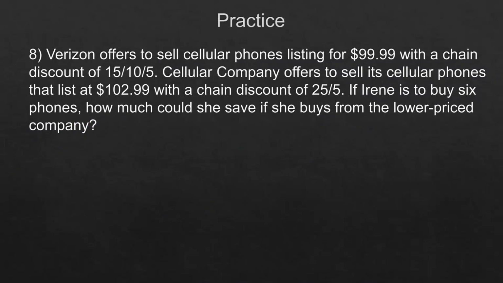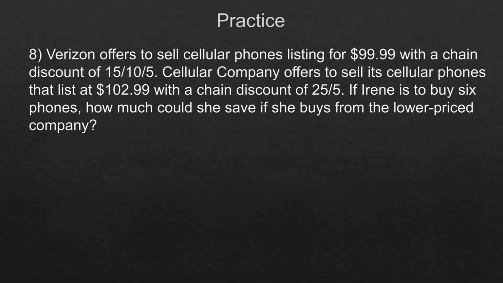Verizon offers to sell cellular phones listing for $99.99 with a chain discount of 15, 10, 5. A cellular company offers to sell its cell phones that list at $102.99 with a chain discount of 25, 5. If Irene is to buy 6 phones, how much could she save if she buys from the lower priced company?